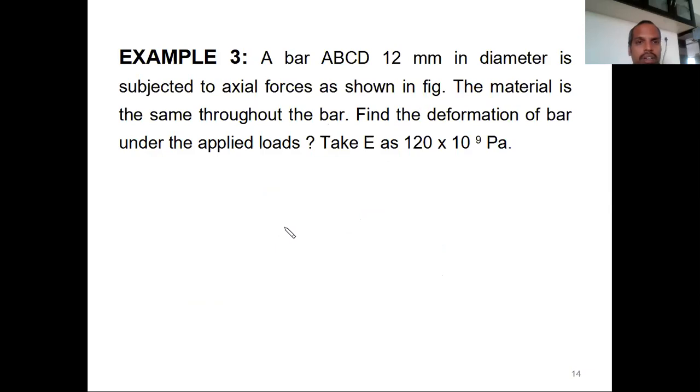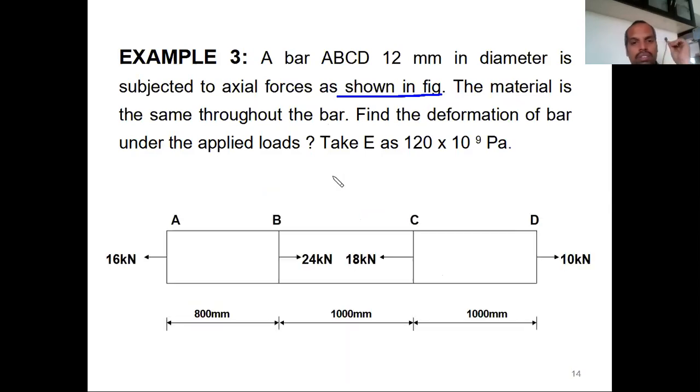Let us see another problem. A bar ABCD of 12 mm diameter is subjected to axial forces as shown in the figure. In this one, the figure is given. In the examination, you may or may not be given the figures. The figure shows that the bar is subjected to different types of load. The AB part is subjected to a different load, the BC part to a different load, and the CD part to a different load.